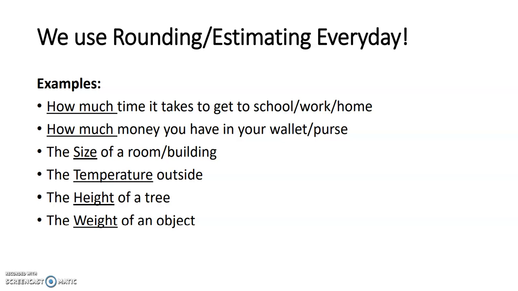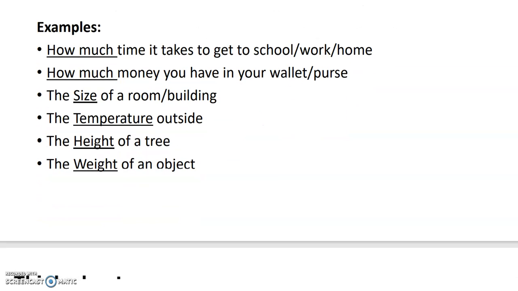So how much time does it take you to get somewhere? That's always approximate, maybe 20 minutes, maybe half an hour. How much money do you have in your wallet or purse? If you're like me, you probably have about 5 cents. The size of a room or building, we can just judge that based on our experience. Temperature outside, maybe it's about 10 degrees. Height of a tree, 3 meters. Weight of an object. Maybe you know how heavy you are exactly, maybe you just know approximately how heavy you are.